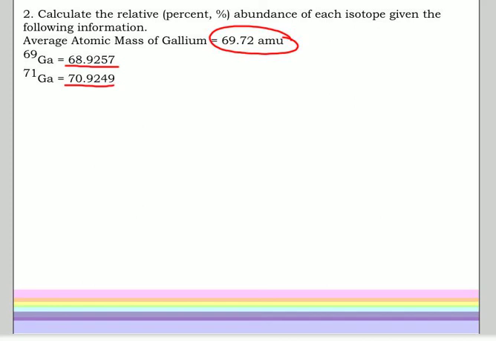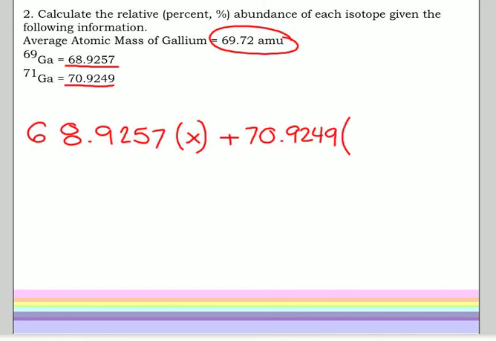So we're going to take that first mass, 68.9257. Last time we multiplied it by a percent. Well, we don't know the percent, so we're going to say that percent is X. Now we're going to add it to the other one, 70.9249. And basically, we don't know what its percent is either. But if we put in a Y, or some other Z or whatever, we couldn't solve it. So what we have to think about is how they are related.